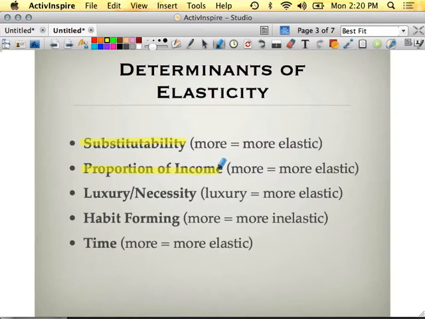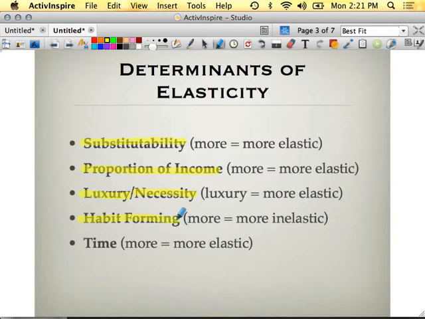Second, the proportion of your income. If something that's really expensive increases in price, people tend to be more elastic. Like if cars doubled in price from $25,000 to $50,000 per car, more people would ride the bus. But if it's a small portion of your income, like buying candy, you want to buy Laffy Taffy, and it increases in price from 5 cents to 10 cents, that's a 100% increase in price, but you don't care because it's only a few pennies. Luxuries tend to be elastic, necessities are inelastic, where you buy it no matter what.